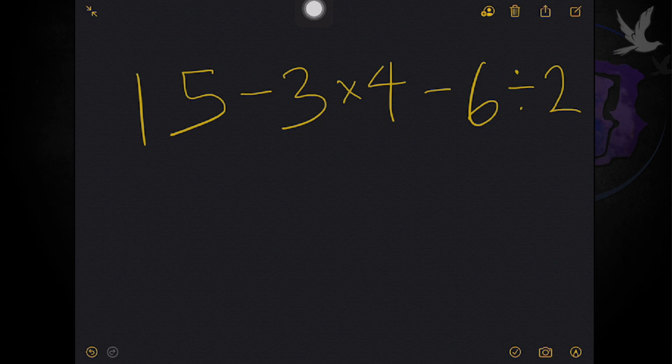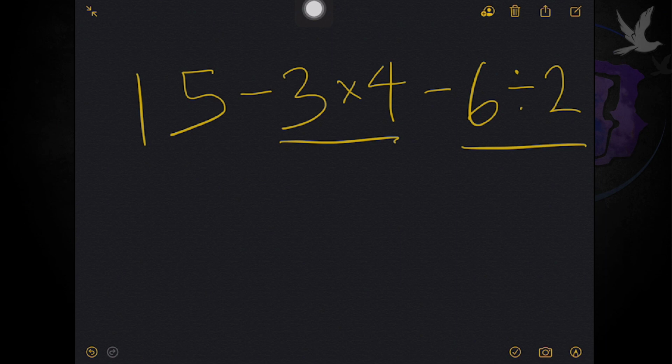Do you see any open close parentheses? Obviously, there's none. Do you see any multiplication or division sentence? Yes, you have 3 times 4, you have 6 divided by 2. Now, anong gagawin mo una? Are you going to do the multiplication first or the division? Ano ba ang nauna? Which came first? It's 3 times 4. Nauna ang 3 times 4, or nauna ang multiplication before the division. So which means you have to do 3 times 4 first.